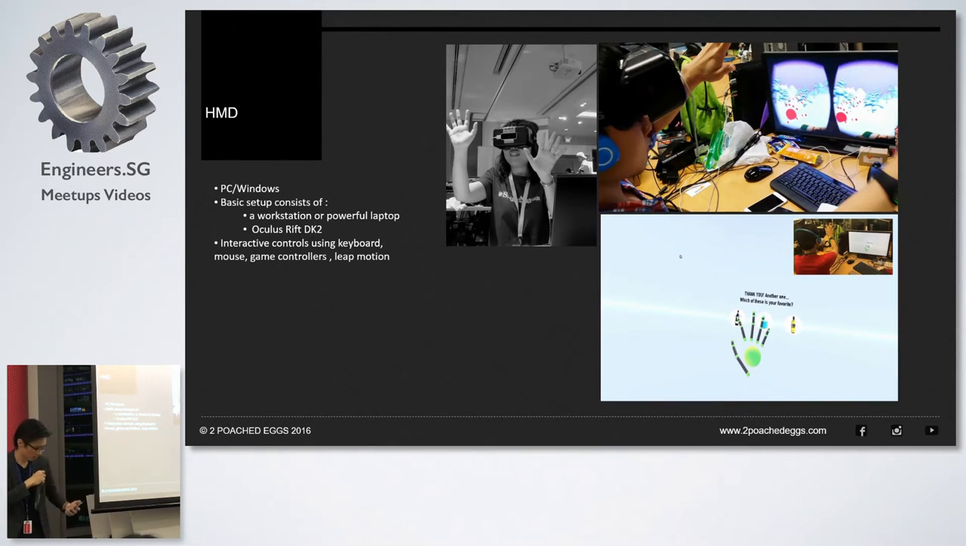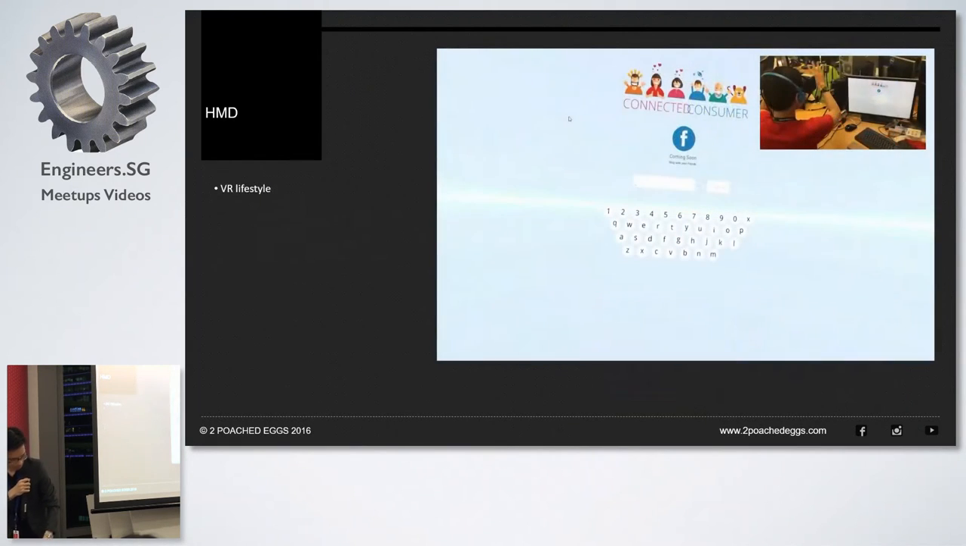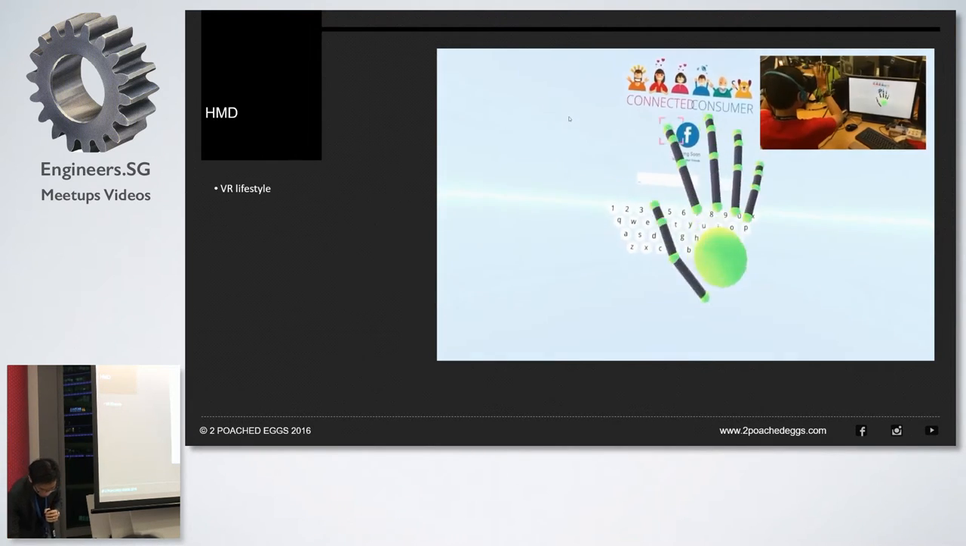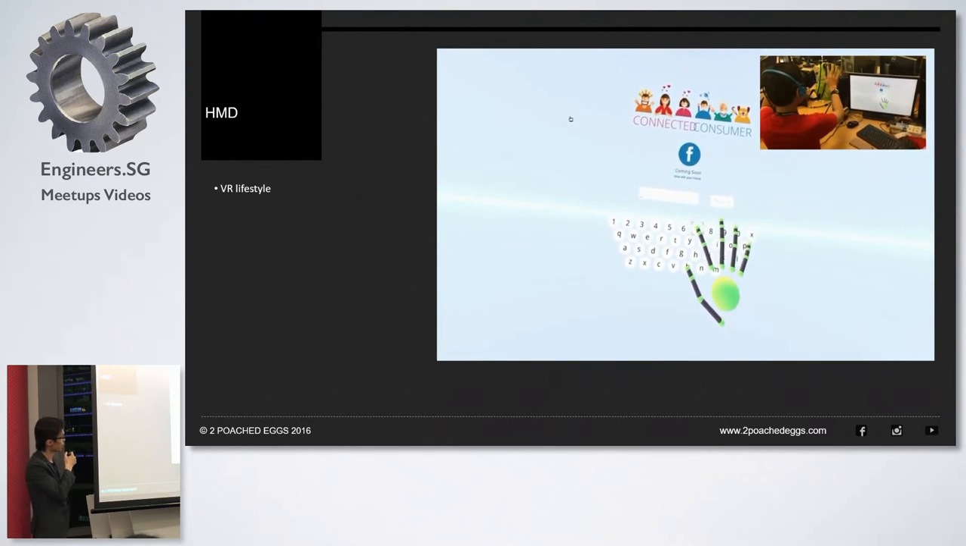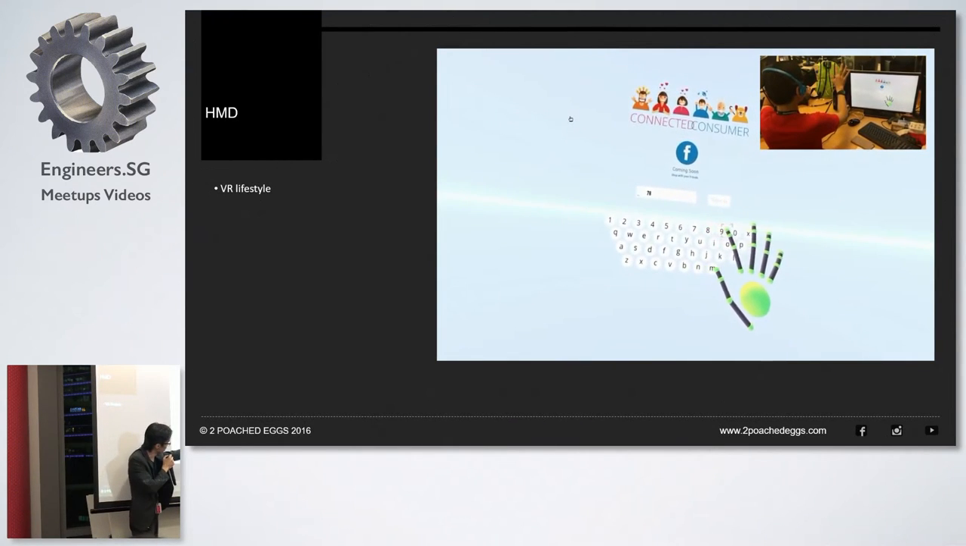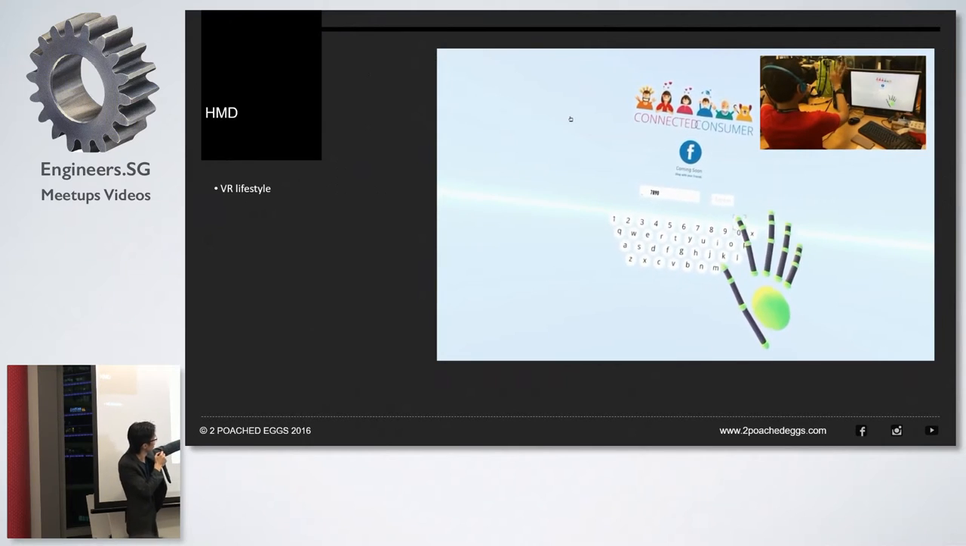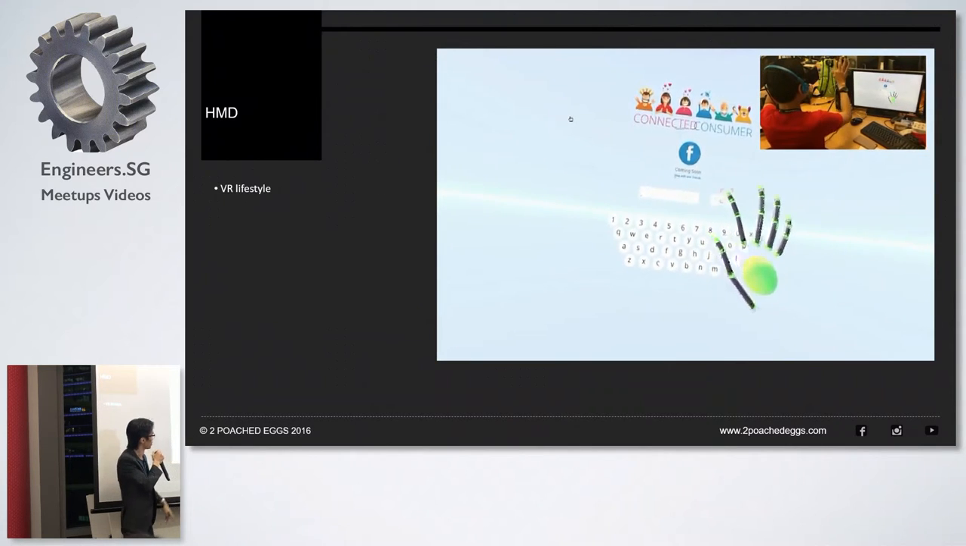So the projects that we did were mostly porting projects, but I'd like to start with a project that we did with VR in mind. Right, so you can see the hand representation over here. This is being controlled by the leap motion. That's my colleague moving up there in front of the screen. So he's typing in his name.